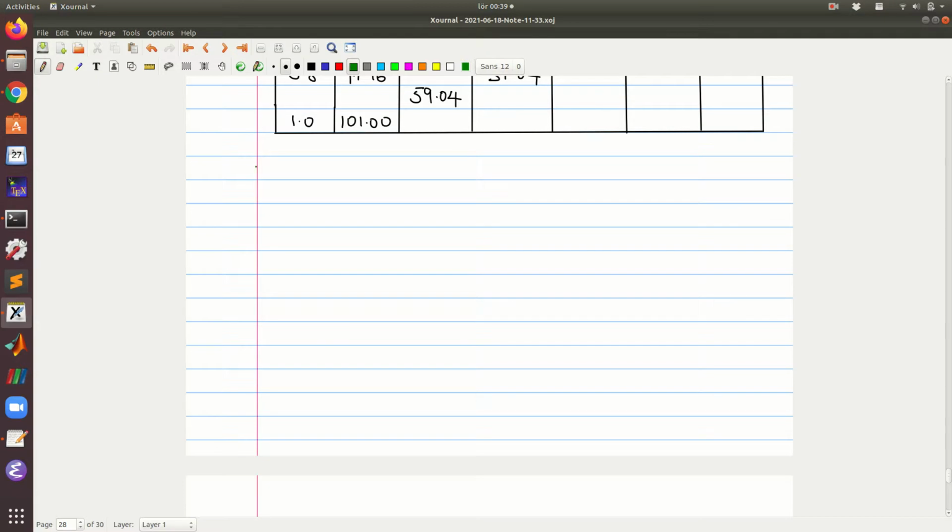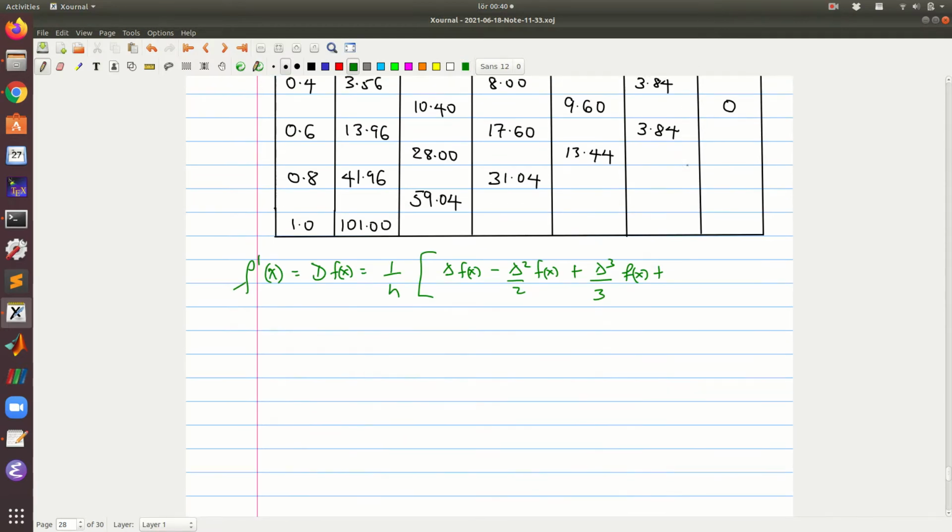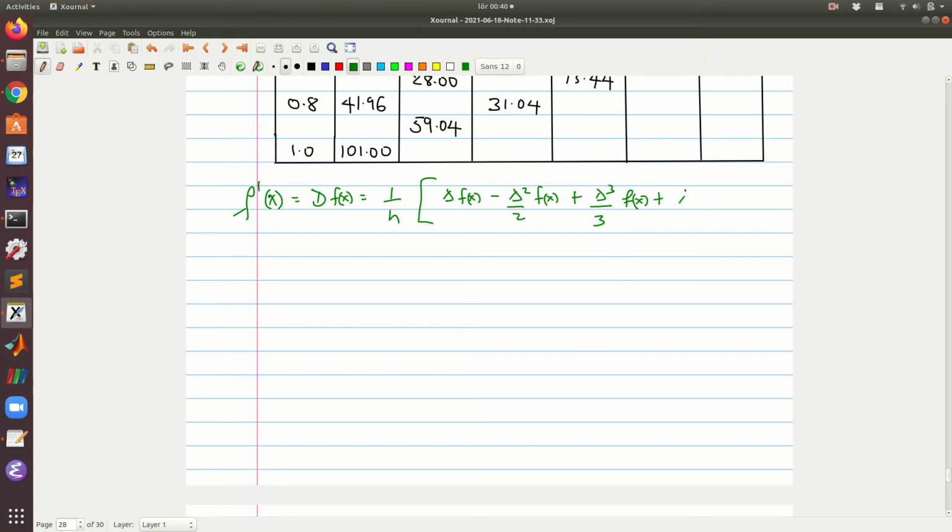So we are going to say, I will write it down just for us to remember. We have said that this equals 1 over h times the first forward difference, minus the second forward difference, plus the third forward difference. How many differences do we have here? We have up to the fourth, the fifth is 0, so we shall write up to the fourth here.